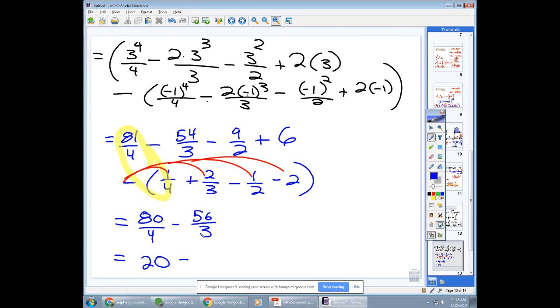56 over 3 is 18 with 2 left over, so 18 and 2/3. All right. Negative 9/2 plus 1/2 is minus 8/2, which is minus 4. And 6 minus negative 2 is 6 plus 2, for 8.